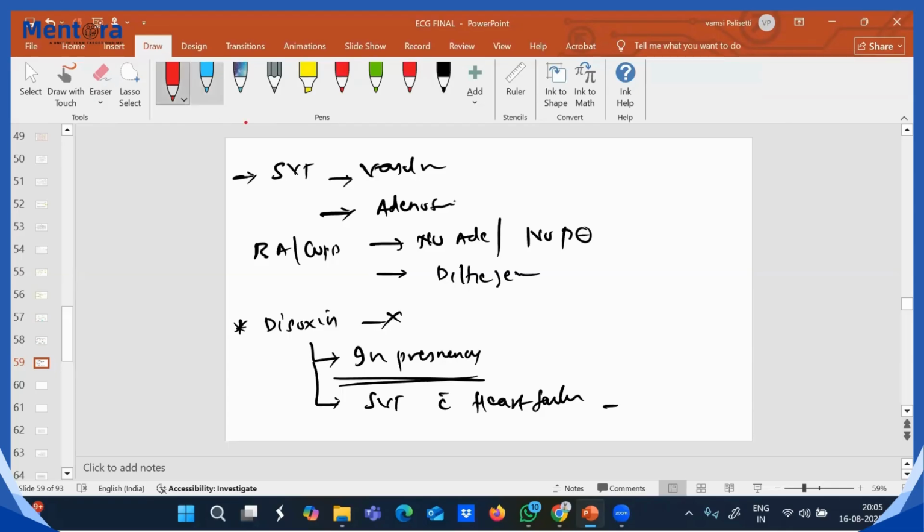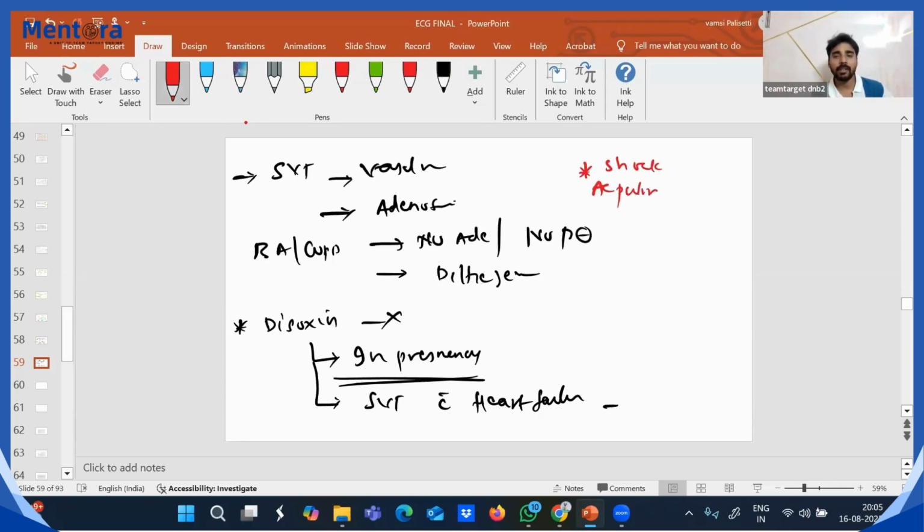Yes, sir. Just see the question every time. If the patient is in shock, like hypotension, or in acute pulmonary edema, you have to give cardioversion only. There is no other option available. If the patient has COPD or bronchial asthma, you have to give only diltiazem. There is no other option available. If the patient is in heart failure or pregnancy, you have to give only digoxin.